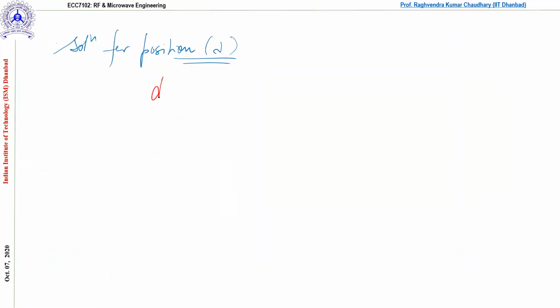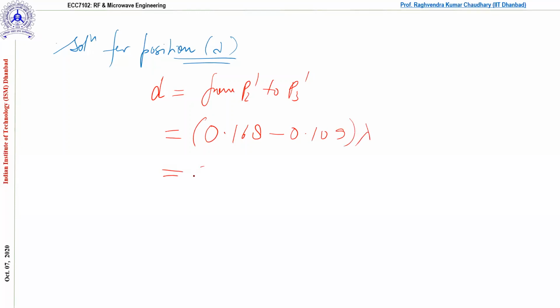Now between these two, if you try to find it out, it will provide you the D. So D will be the distance from P2 dash to P3 dash. If you read over there, you have to do 0.168 minus 0.109 lambda. Correct? If you solve, this is 0.0559 lambda.